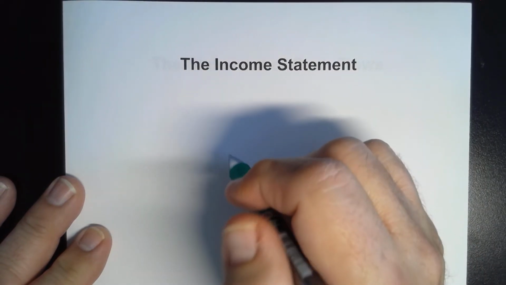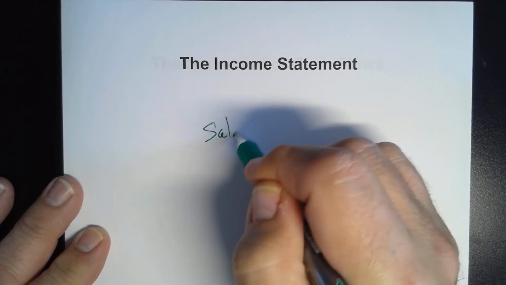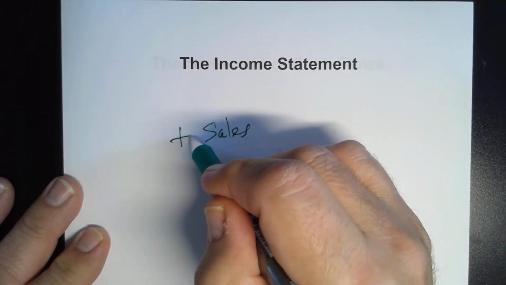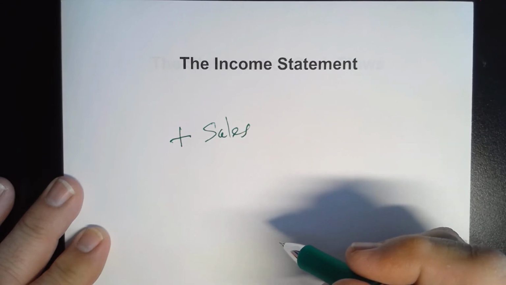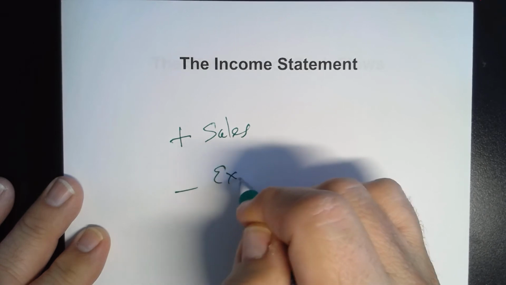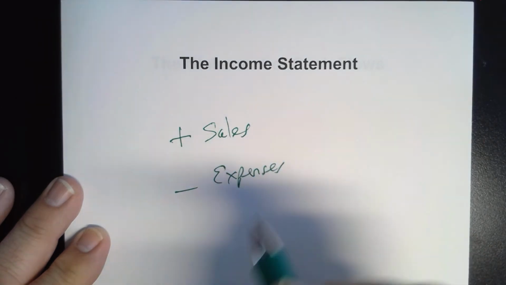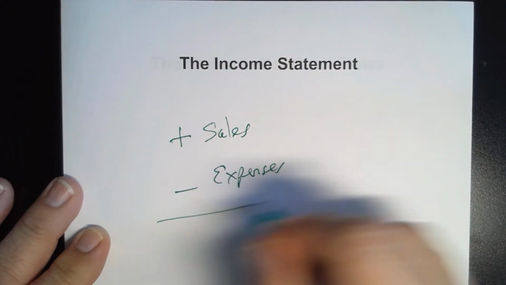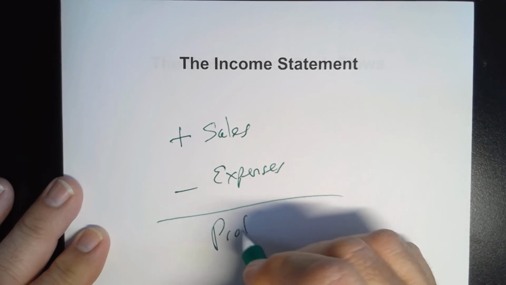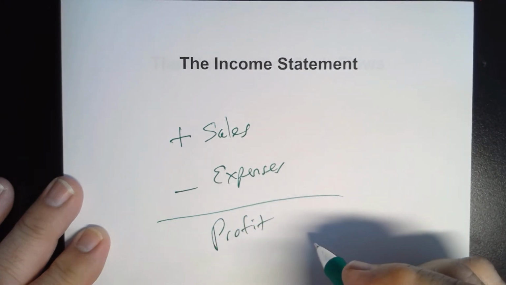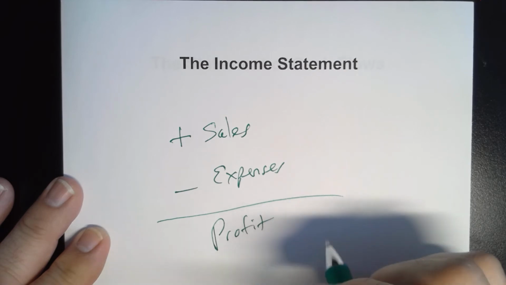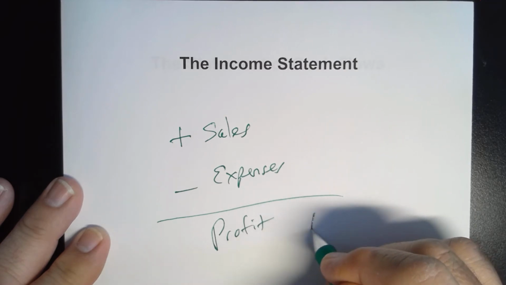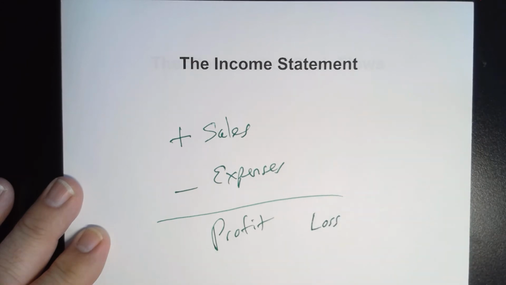The revenue is generated through sales or operations, so that's money in. And then expenses are subtracted. And the remaining balance is either a profit, if it is positive, or if the expenses exceed the revenue, then it's going to be a loss and a negative number.